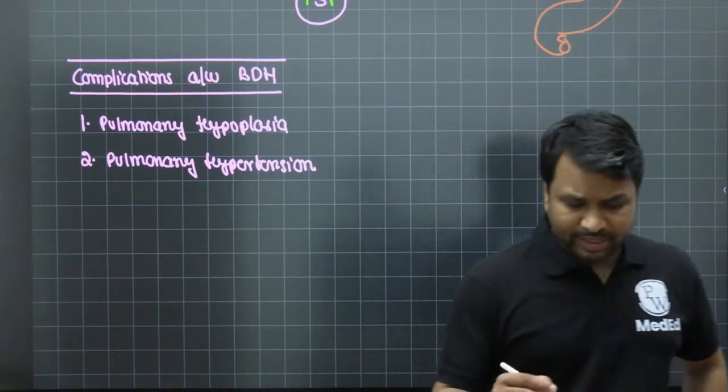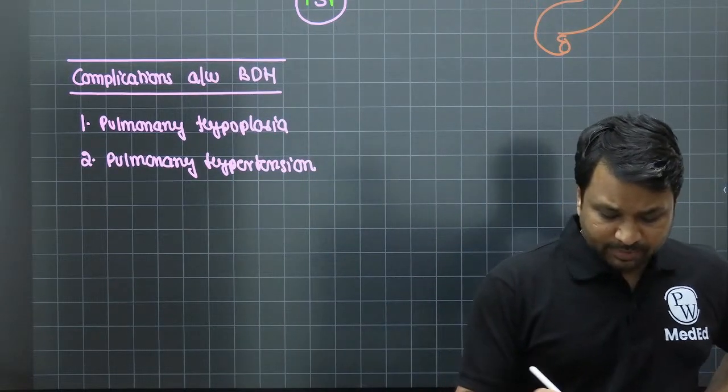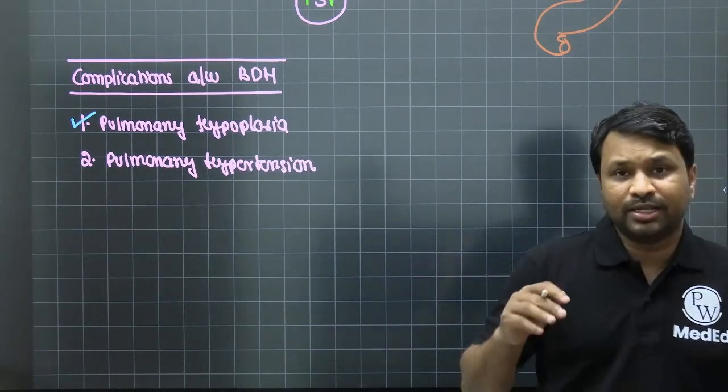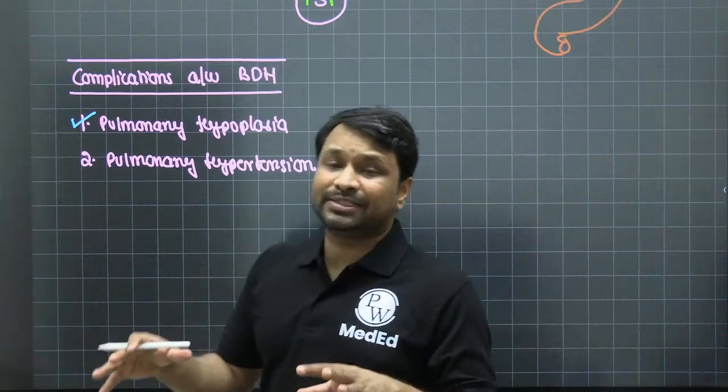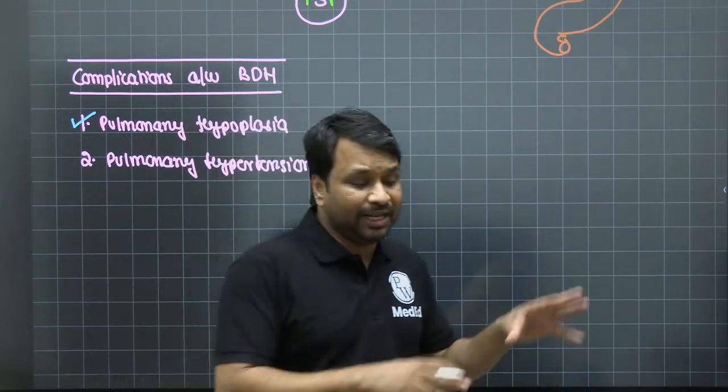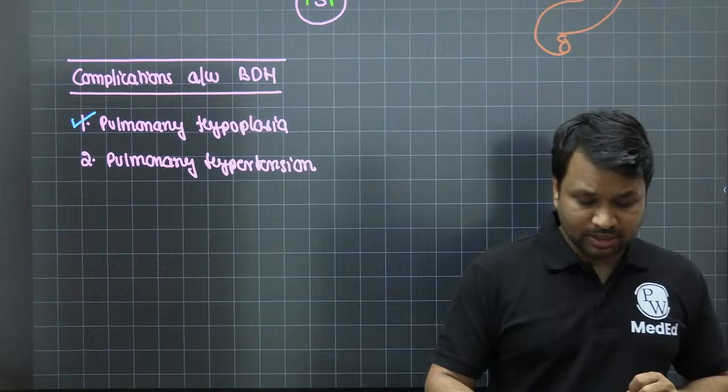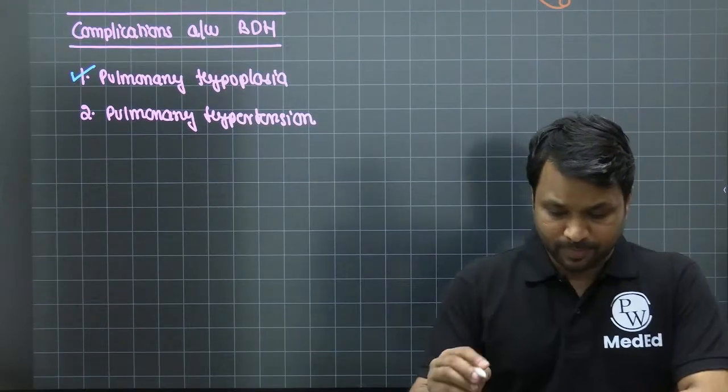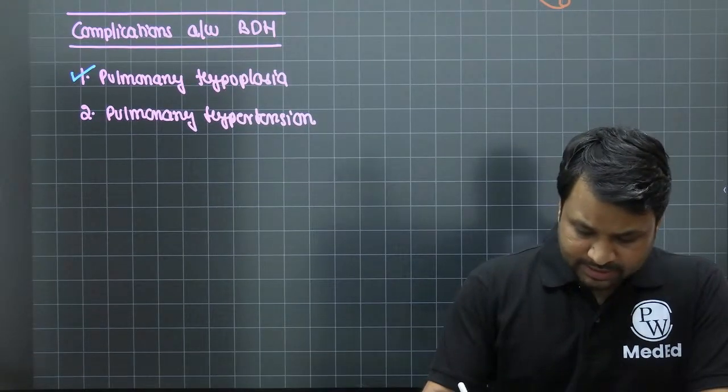I hope everybody knows the reason behind the pulmonary hypoplasia. As we all know, the space is occupied by the stomach, not allowing the lungs to develop completely. Hence, there is pulmonary hypoplasia. Now, why pulmonary hypertension? Let's understand and analyze it in the same context, right?